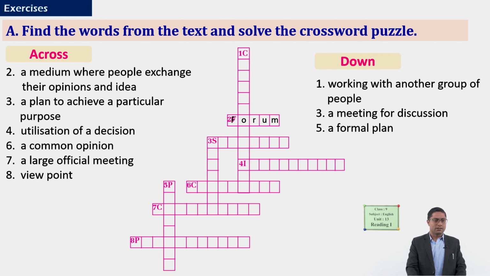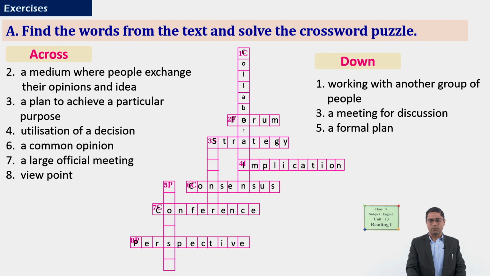Look at next. Number 3, a plan to achieve a particular purpose. What's it? Strategy. Very good. Next, number 4, utilization of a decision. What's it? Yes, implication. Good. Now, next, number 6, a common opinion. What's it? Consensus. That's good. And number 7, a large official meeting. What's the word for this? Very good. Conference. That's good. Number 8, viewpoint. What's the word? Okay, it's perspective.